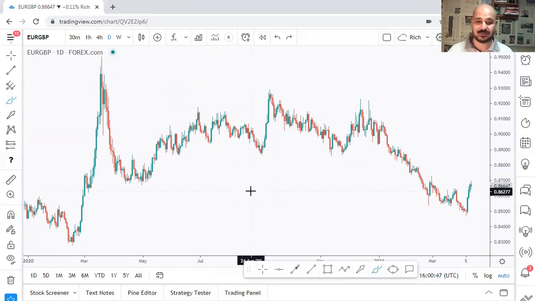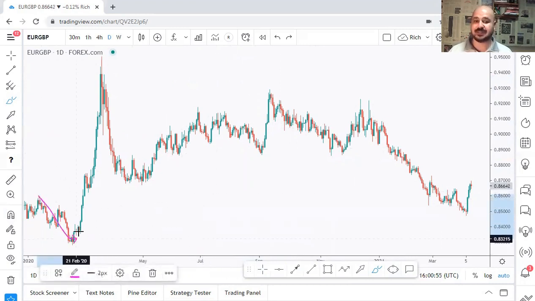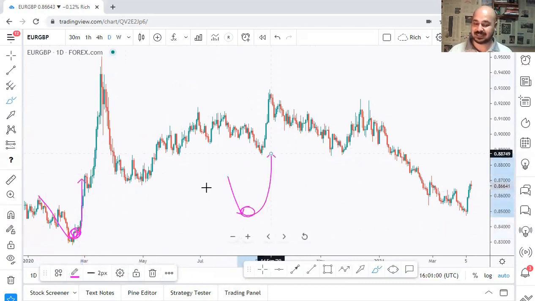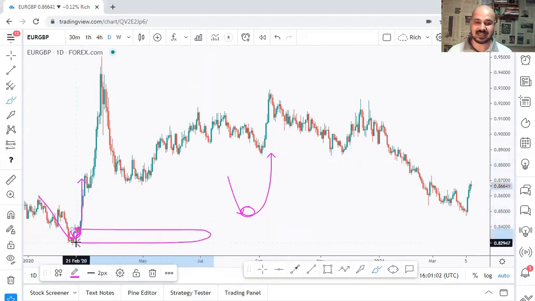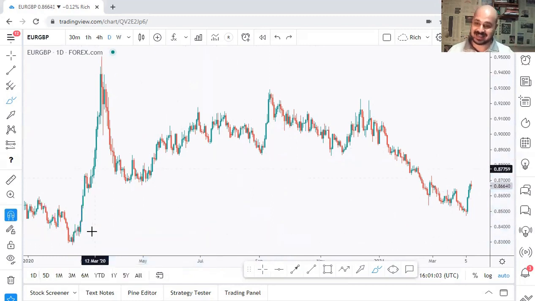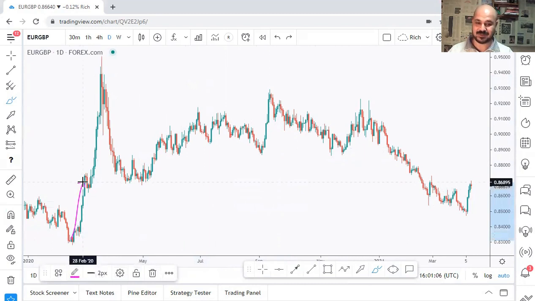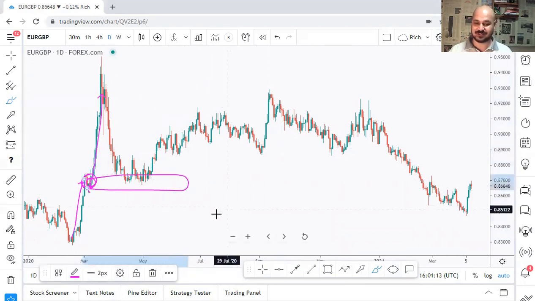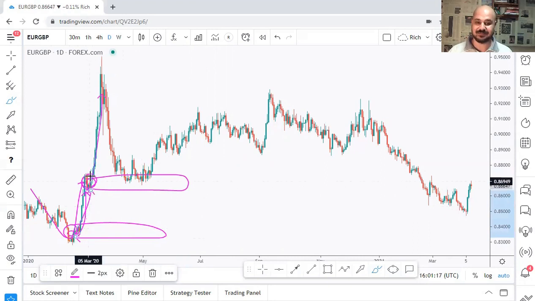Now, we've got two types of demand and two types of supply. The first type of demand zone is drop, base, and then rally, right? So drop, base, rally. That's a demand. And the next one is rally, base, rally. So rally, which means upward movement, a base, and then rally. So that's also a demand zone.